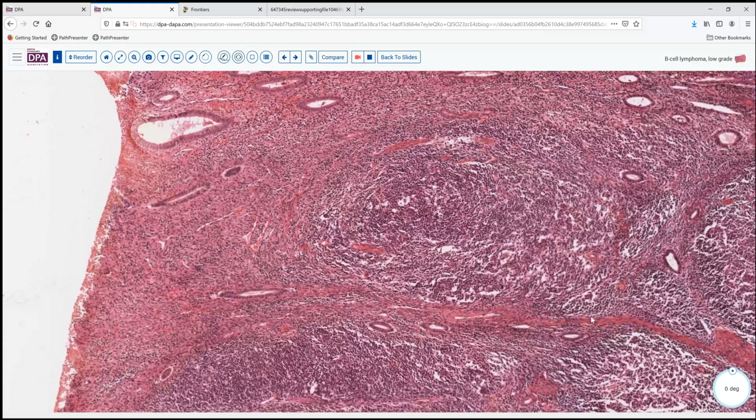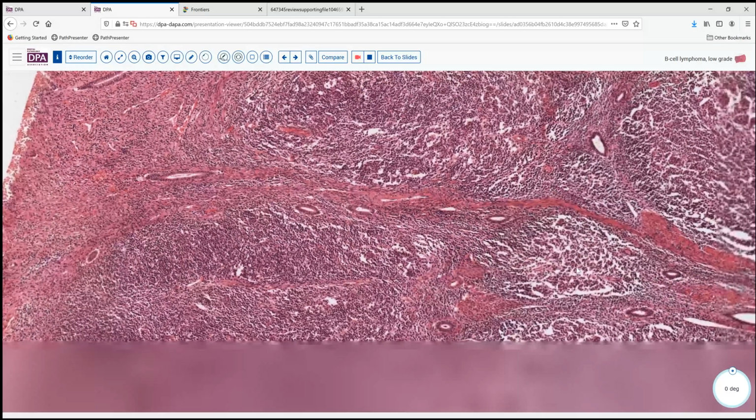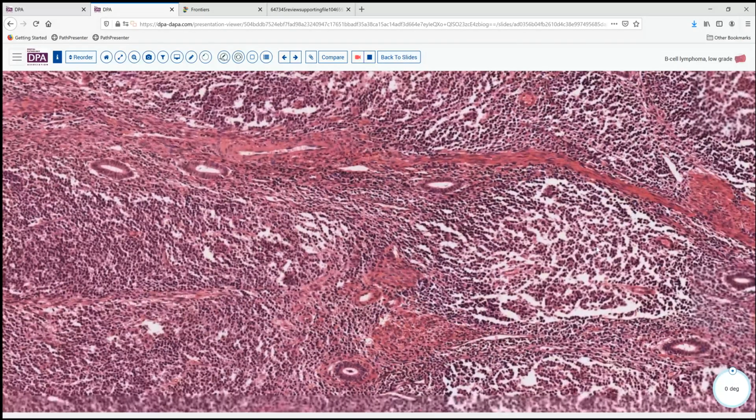And of course, fixation is a little bit suboptimal, things are separating apart here. But there is maybe a suggestion that there might be some follicular center cell differentiation here. So that certainly raises an interesting consideration.